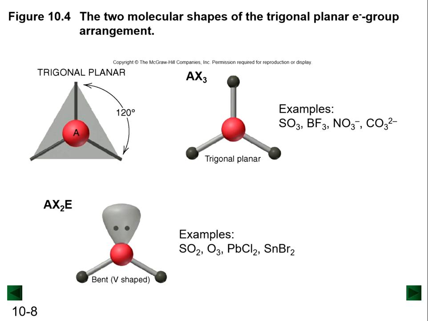If one of the groups is a lone pair and not an atom, then we have what we call a bent molecule or a V-shaped molecule. Examples of this would be sulfur dioxide, ozone, which we looked at under Lewis structures, lead-2 chloride, tin-2 bromide, and many others.